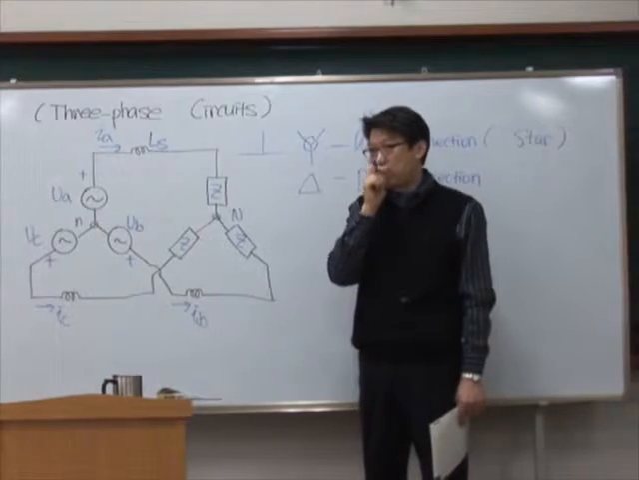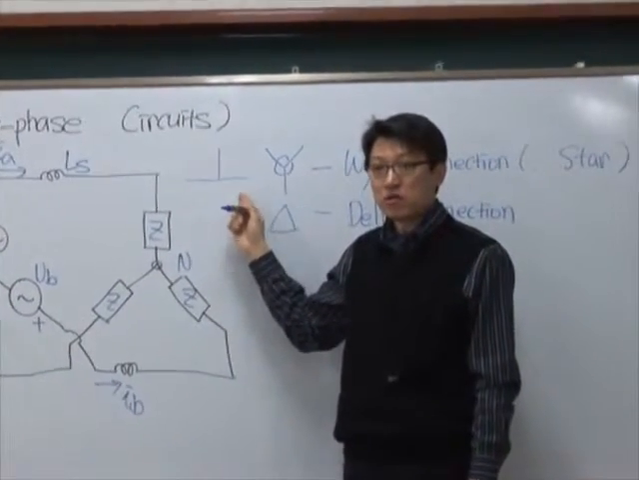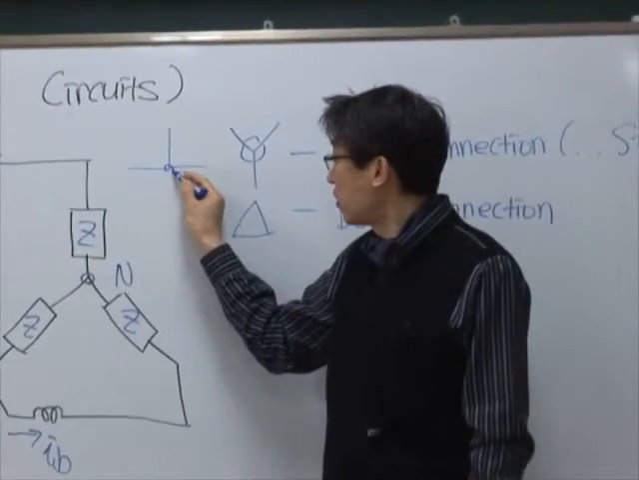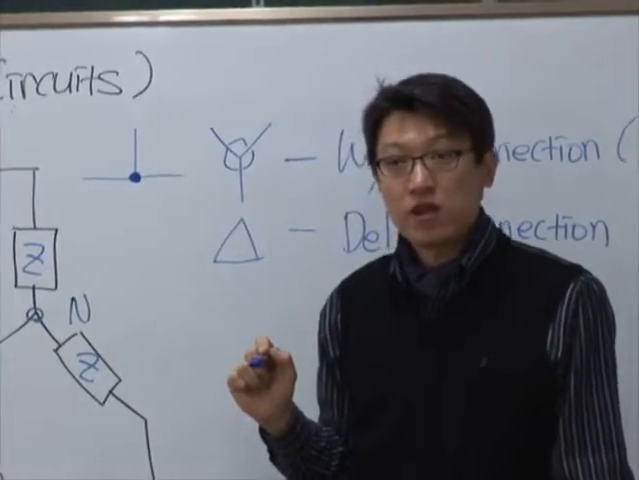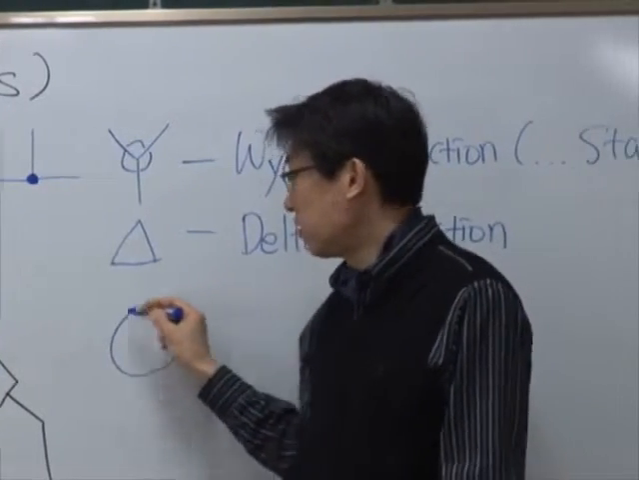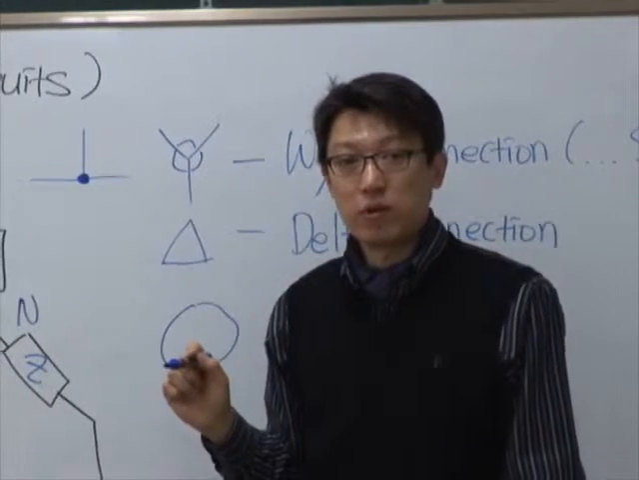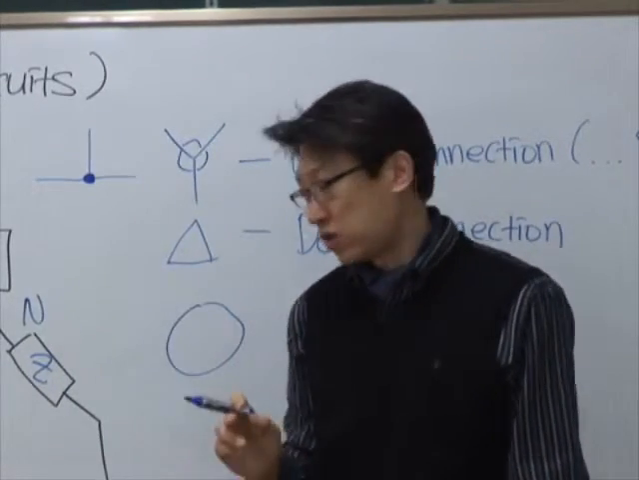Don't be confused. The real connection could be like this. The important point is you connect at the midpoint here. Okay? Same thing for the delta case. It's okay, you can make a circle. It's okay, but the important thing is you connect like a loop. Okay? That's the only difference.